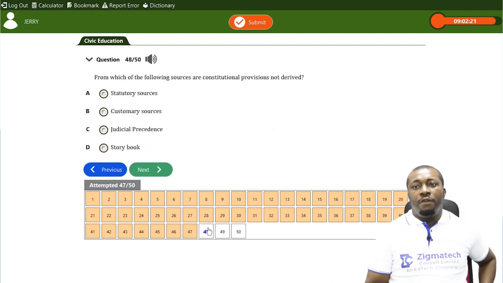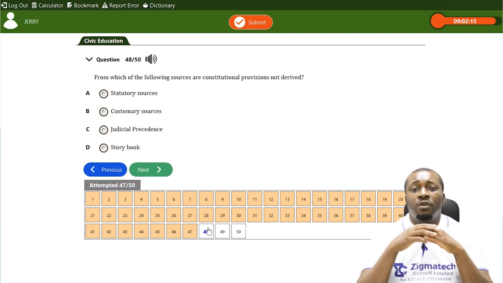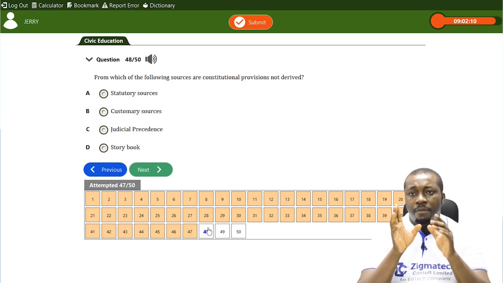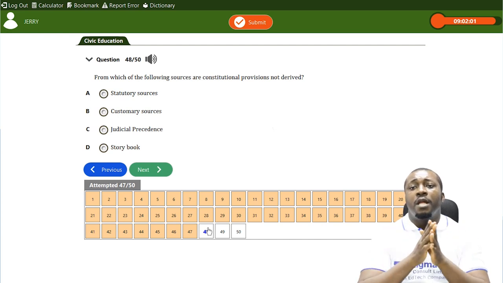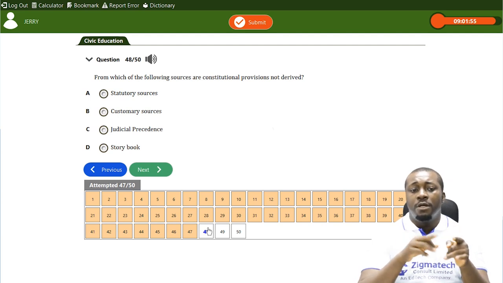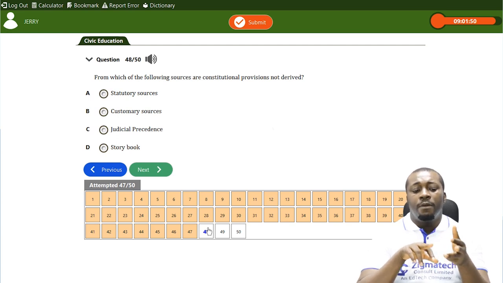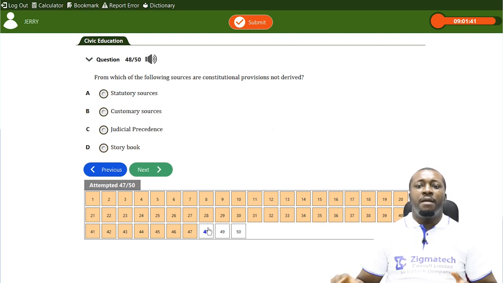Now, from which of the following sources are constitutional provisions not derived? Now, this question tests your knowledge on, one, constitution, which is the fundamental or basic law by which a country is governed. And it further tests your knowledge on the sources of the provisions of the constitution. Now, if you look at the provisions of the constitution, you can see things like acts of parliament or statutes. You can see judicial precedents or court rulings. You can see customs and traditions. You can see international documents. You can see works of scholars. You can see decrees and orders. So these are the major sources.